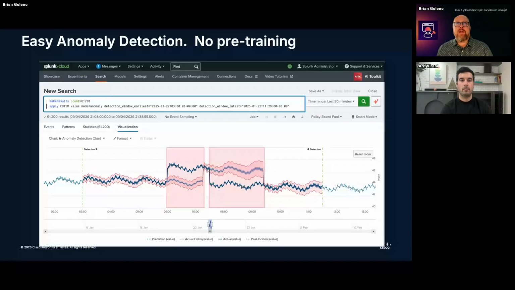So we do give you a default start point and a simple knob to turn. And if you want to go deeper, we'll give you more knobs to turn. That's the Splunk way. We don't want to limit you, right?